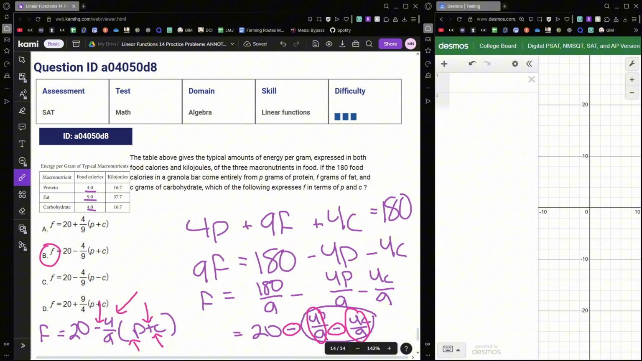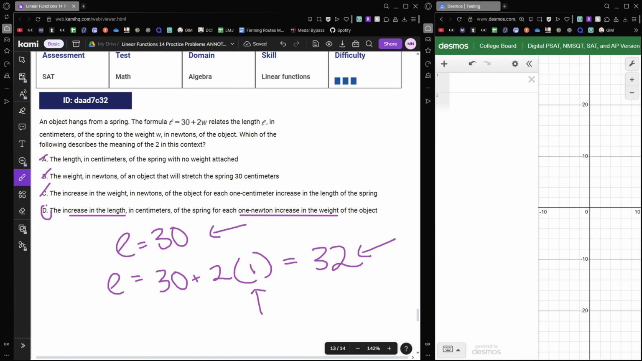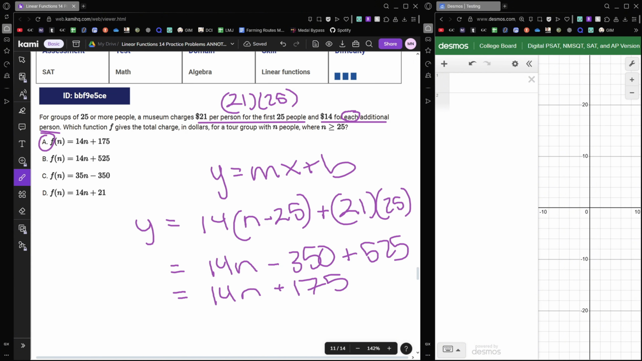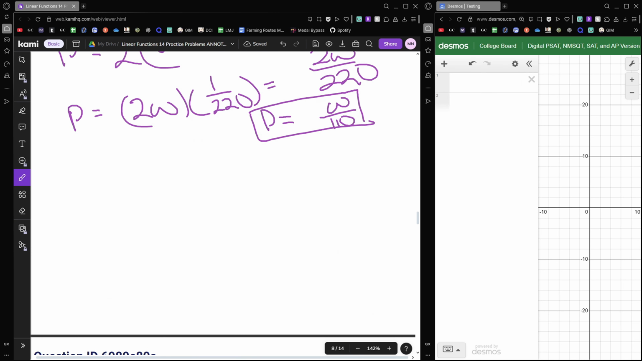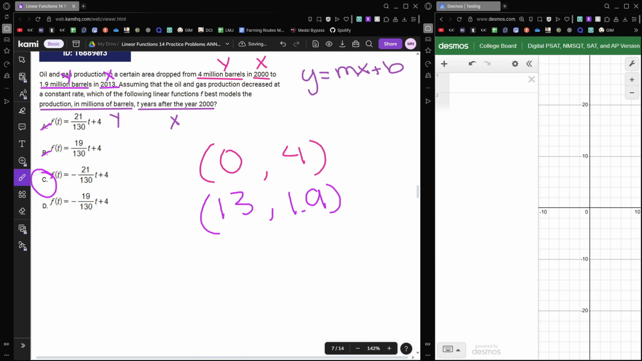Alright, that was 14 practice problems on linear functions, and as you can see, these questions are really easy and also really similar to other things we've already covered. For example, this question here is just isolating variables. Then we also have linear word problems here. There are also a lot of linear regression problems, like this one.